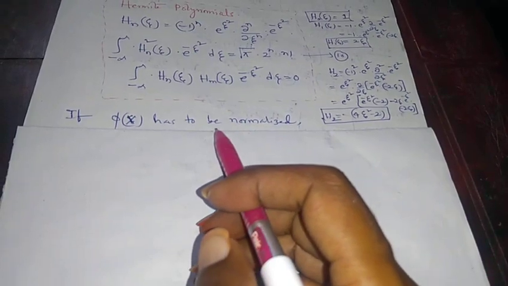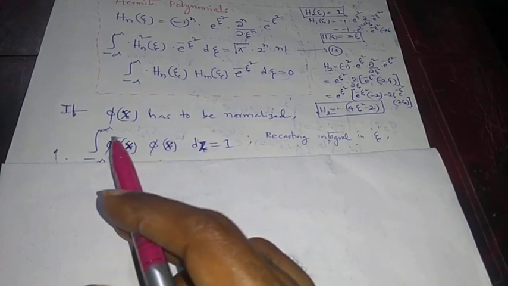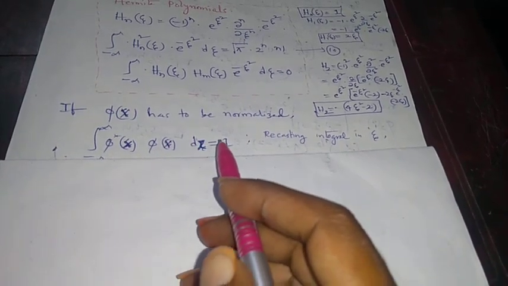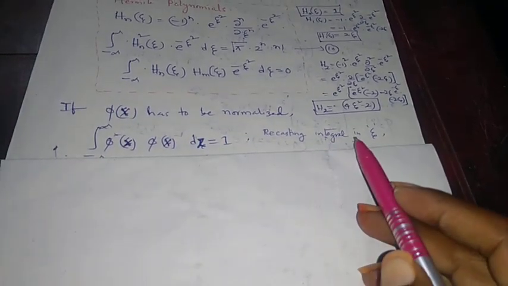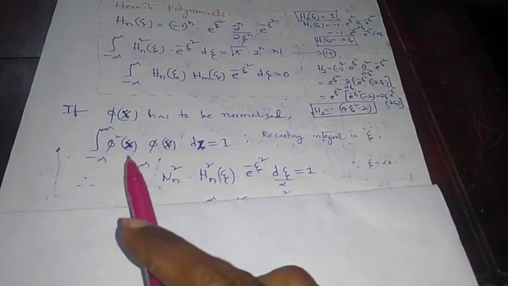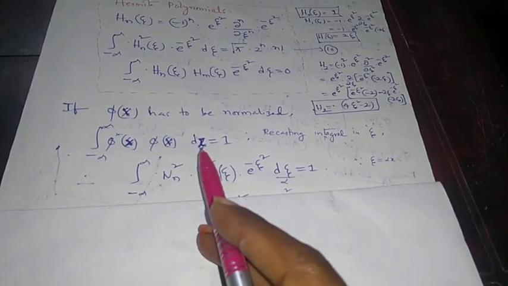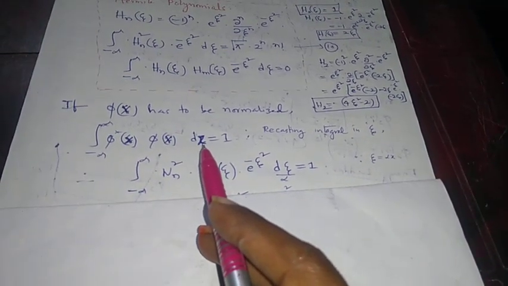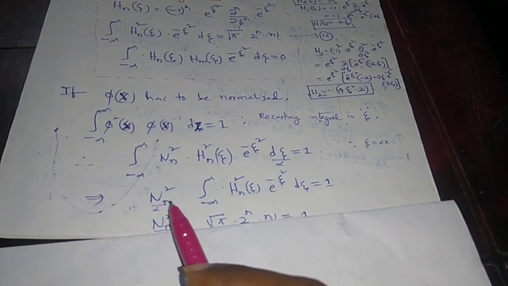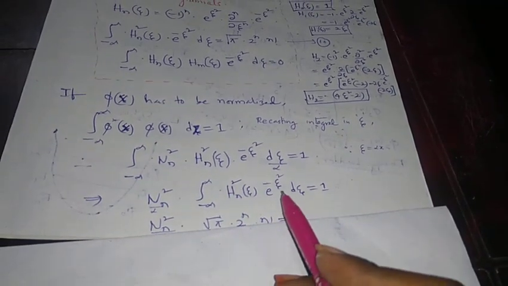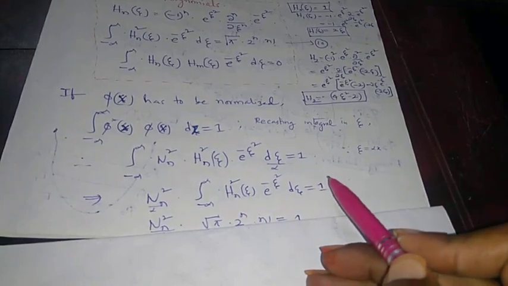If the wave function is normalized, then we should have the integral of phi x star into phi x dx equal to 1. But if you recast this integral in terms of xi, then we can write phi of xi here and phi of xi here, and dx can be written as d xi over alpha. So we get N sub n squared over alpha times this integral, and it should be equal to 1 because we want it to be normalized.